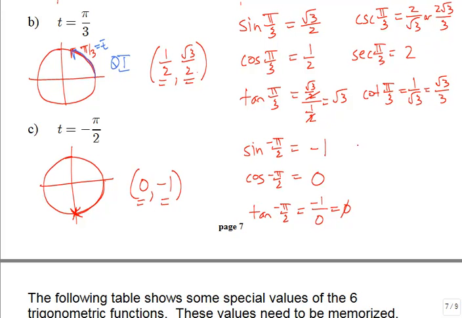Let's take a look at our reciprocals. The reciprocal of sine would be cosecant, and the reciprocal of negative 1 stays negative 1. The reciprocal of cosine would be secant, and if I flip over 0, I'd get 1 over 0, which is also undefined. So this time the secant also does not exist. And then the cotangent, instead of being the y over the x, this time is the x over the y. So we would have 0 over negative 1, and 0 divided by negative 1 is going to stay 0. So the tangent was undefined, but the cotangent is 0.